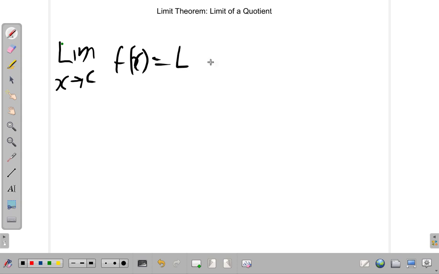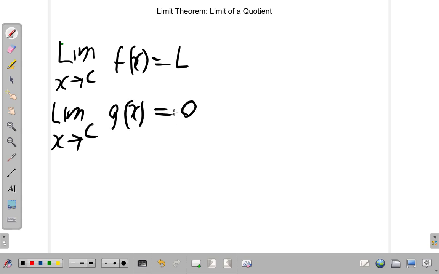Now, you also have another function. The limit as x also tends to c of a different function g of x, and say that one is equal to 0. Now, L here is not equal to 0. All right?